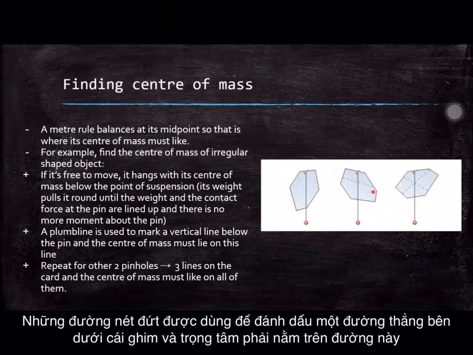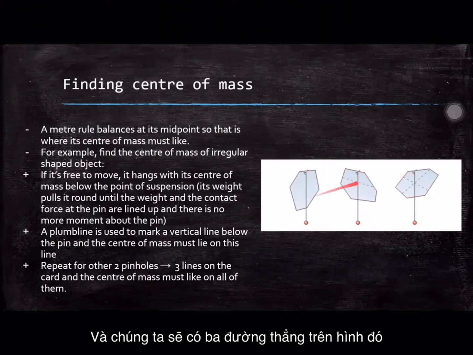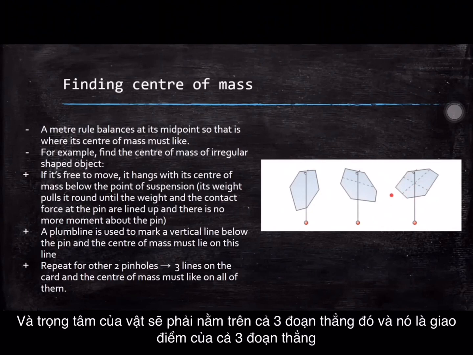So the plumb line is used to mark a vertical line below the pin, and the center of mass must lie on this line. We should repeat for the other 2 pinholes, and we will have 3 lines on the card. The center of mass must lie on all of them, and so the center of mass will be the intersection of the 3 lines.